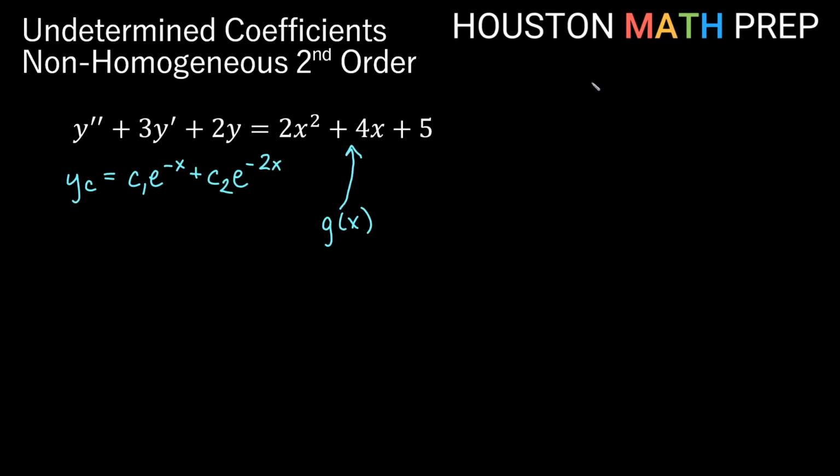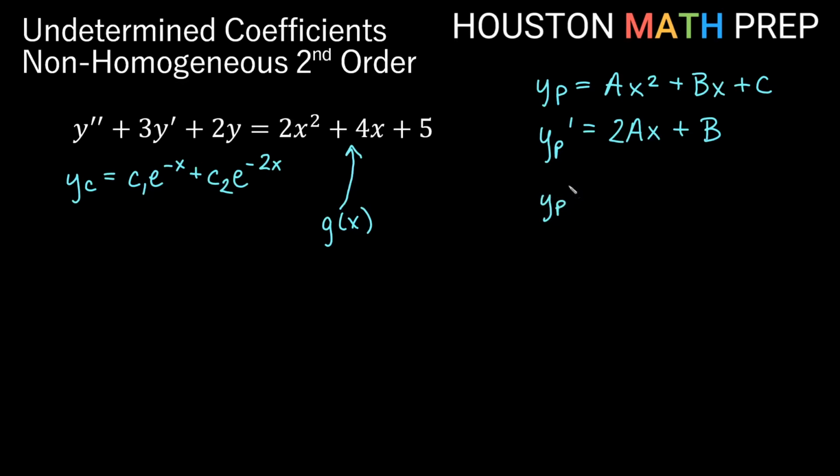So because we have a quadratic polynomial, that means our y sub p in this case is going to be ax squared plus bx plus c. And then the derivative of that will be, power rule here, right? 2ax plus b, c is a constant, so nothing there. And the derivative of that is going to be just 2a. So we take all of this information, we plug it into our equation and solve for a, b, and c.